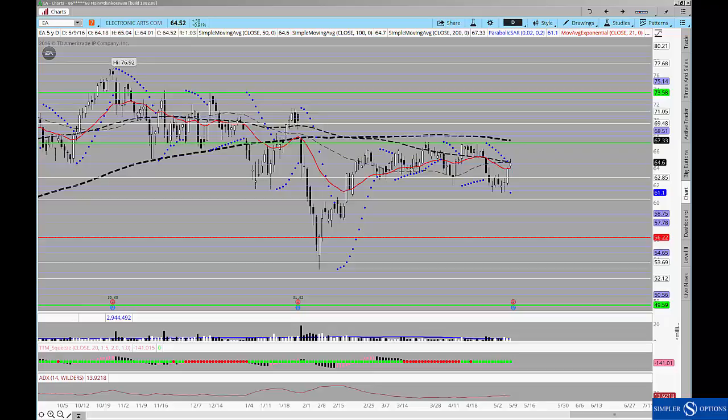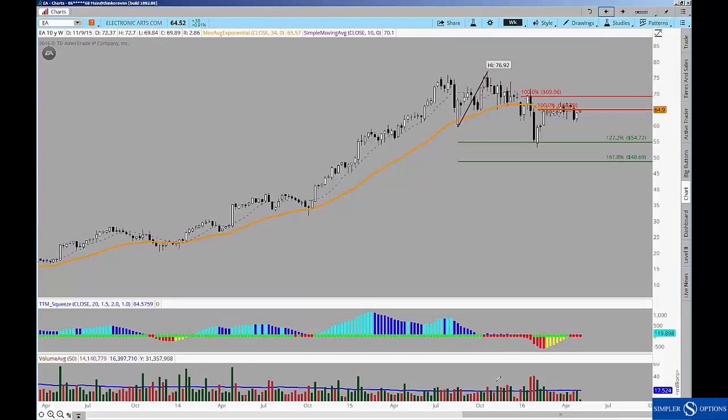In today's free video, I wanted to go over a couple of earnings trades that I'm going to be looking at tomorrow, which is going to be Tuesday the 10th. The first of which is EA. Something interesting about EA, and we're going to come back to the daily chart, but let's start off by looking at the weekly here.